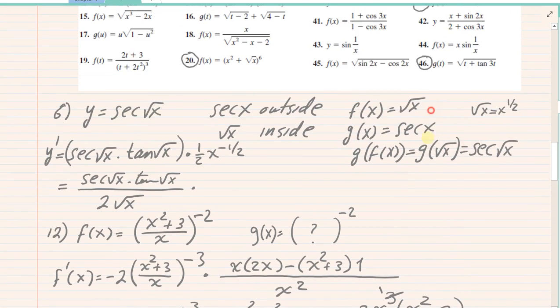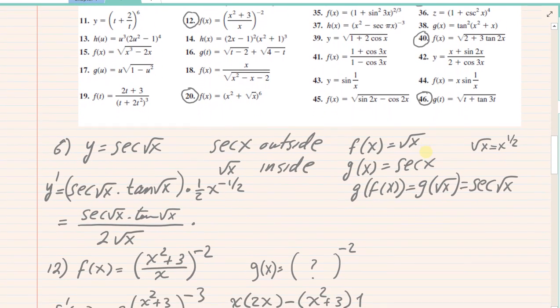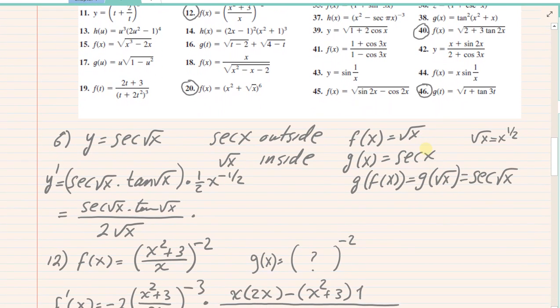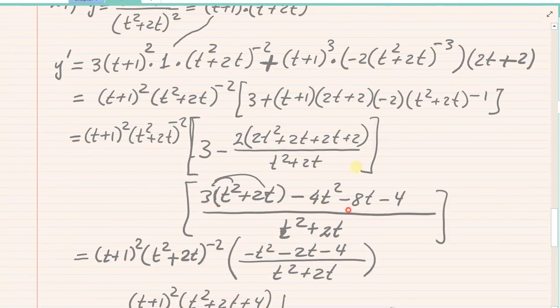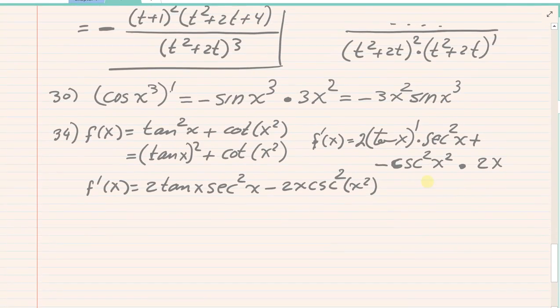This next one, we did number 34, now number 40. Number 40, we're doing 2 plus 3 tan 2x. And then we do 46. Number 40. Here we have f of x, 2 plus 3 tan 2x, and then the square root of that.